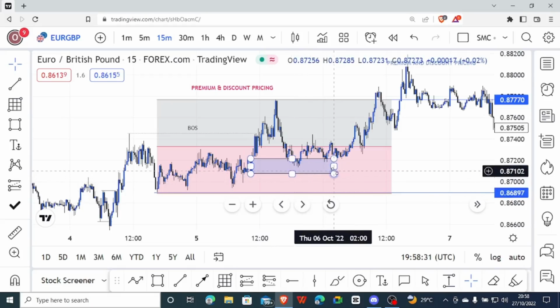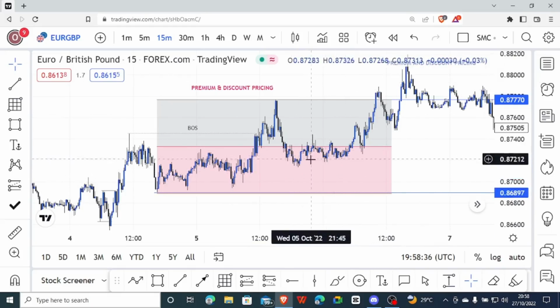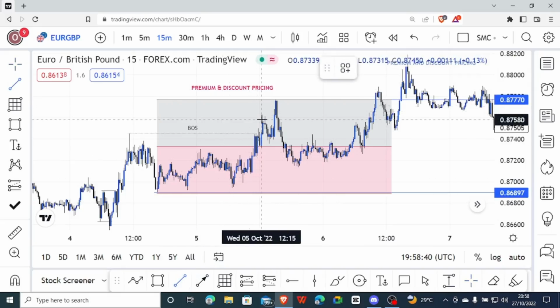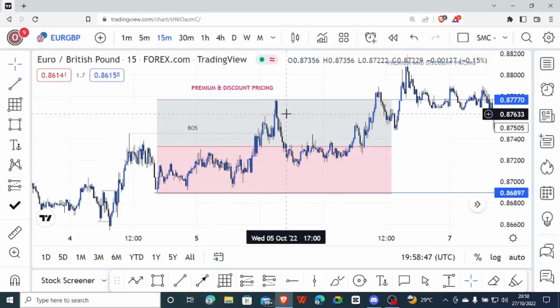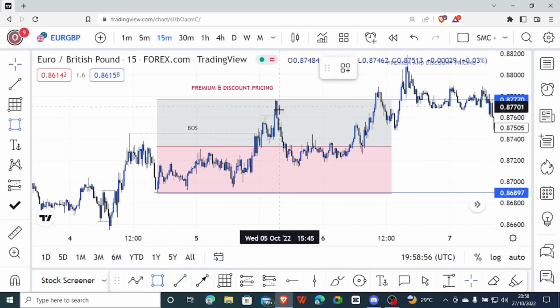Now, if you didn't know about this concept of premium and discount, this is what would have happened to some people. Let me remove that OB first and show you what retail traders would have done. Retail traders would have marked this as their high, and they will conclude that price has violated that high to the upside. Once price violated the high, they will say this is their OB here, because the books tell them that after every break of structure there is an OB.